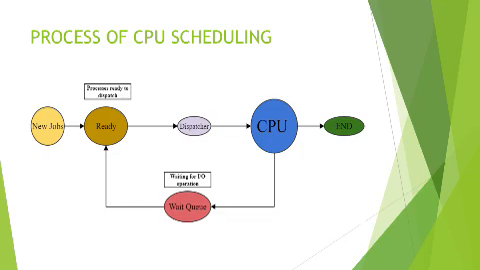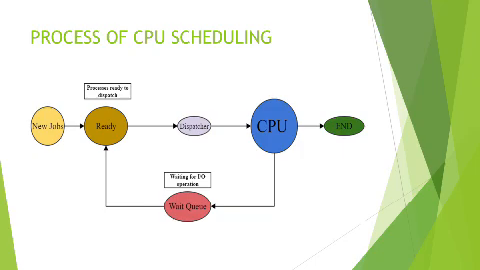In execution, the selected process gets the CPU and starts running. Then there are interrupts and preemption. If a higher priority process arrives, the current process may be paused and moved back to the ready queue. Completion or input output wait: if the process completes, it terminates. If it needs input or output, it moves to the waiting state.